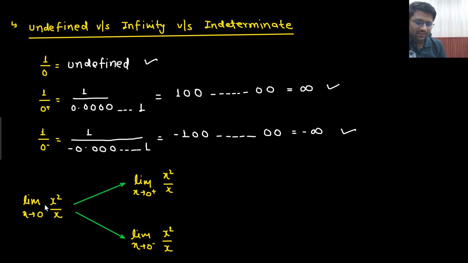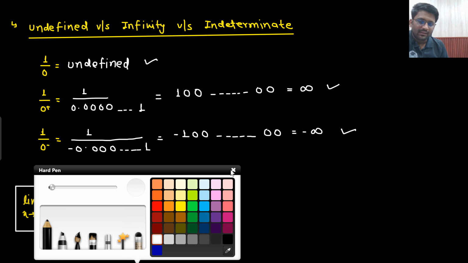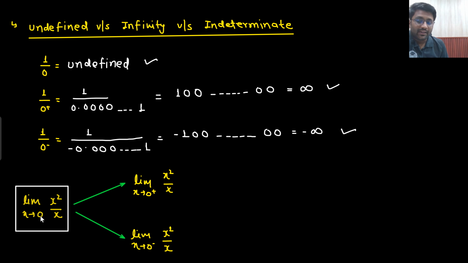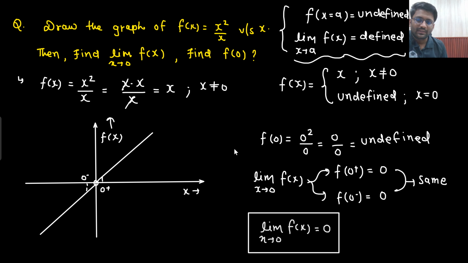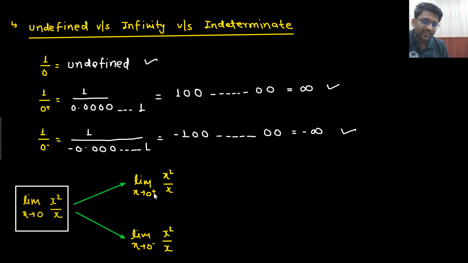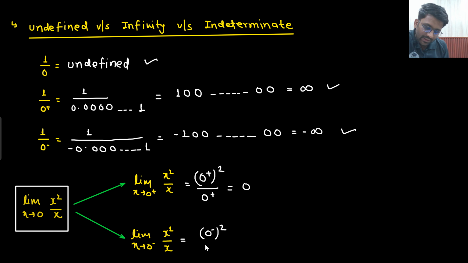Now, have we solved this question? Limit x tending to, sorry, not infinity, limit x tending to 0, x square by x. Yes sir, we have solved it. When I found the left hand limit, what was the answer? 0. When I found the right hand limit, what is the answer? 0. So when I find limit x tending to 0 plus of x square by x, what is the meaning of this? That means in place of x you put 0 plus, divided by 0 plus. When you solved it, the answer was 0, and for the left side also 0.